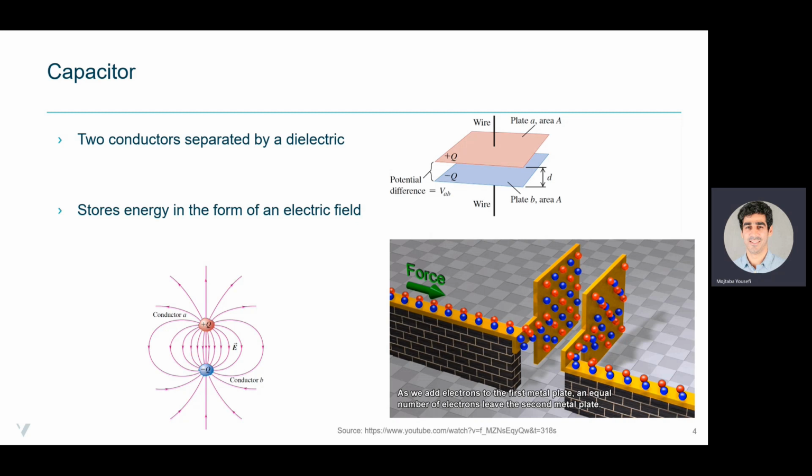stop the electron flow. In physics, we show this electric field as an arrow from the positive charge plate to the negative charge plate. So we show the charge plates with Q and with the signs of positive and negative, and the arrows show the direction of the electric field, which by convention is from the positive to the negative.